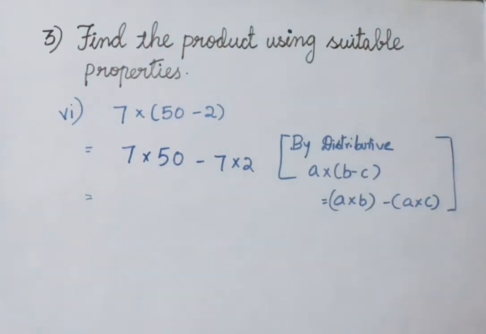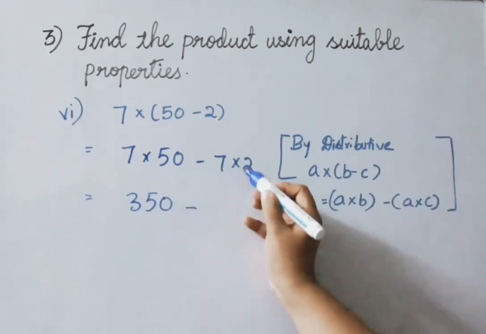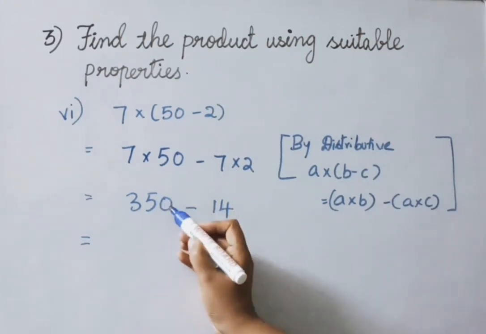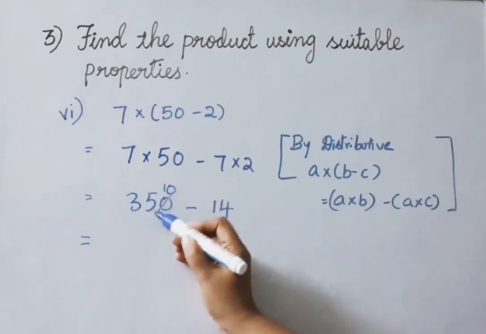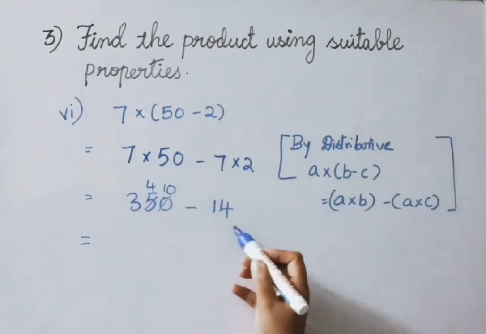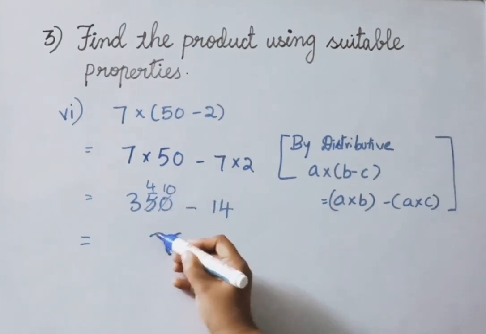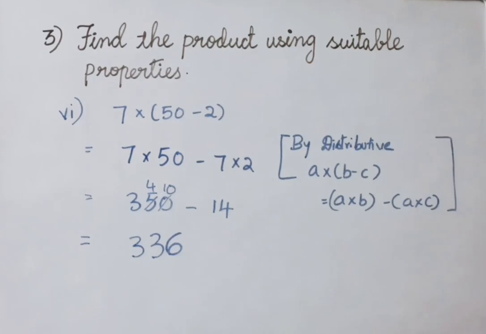7 into 50, how much is it? 350, minus 7 twos are 14. Now subtract them both. From 0 we can't subtract 4. So take a borrow. 0 becomes 10, 5 becomes 4. Now we subtract them. 10 minus 4, 6, 4 minus 1, 3. Write down this 3. So the answer is 336.